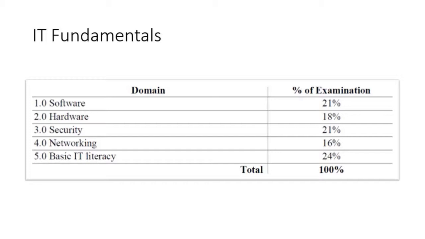And they're all pretty equal. Maybe networking is getting slighted just a little bit with only 16% there, but most of them are right in the 20% range. So there's not one domain that we're really going to hit on a lot harder than the other ones, but the 24% on domain 5.